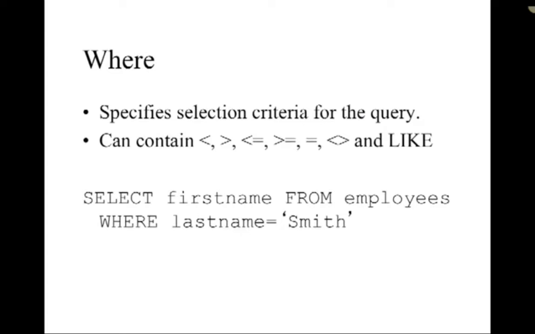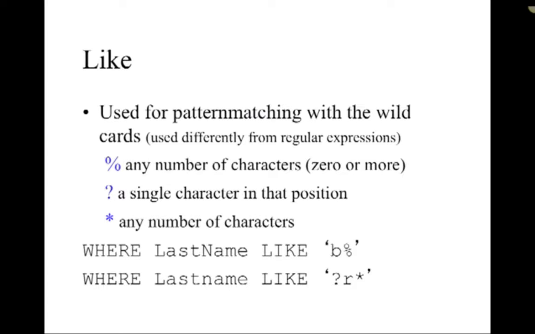Now our criteria can contain less than, greater than, less than or equal to, greater than or equal to, and not equal to, which is the less than, greater than symbol. We can also use like to find something that is like something else. I have a slide coming up on that. So in using like, we can have pattern matching, and these are different than regular expressions. So if you're familiar with regular expressions, these have a little bit different meaning. So the % symbol means any number of characters, 0 or more. Question mark is a single character, and then the asterisk is any number of characters.